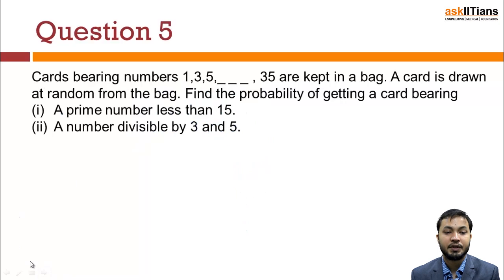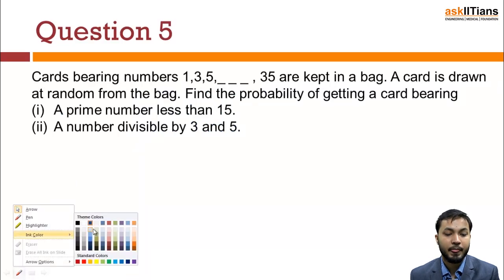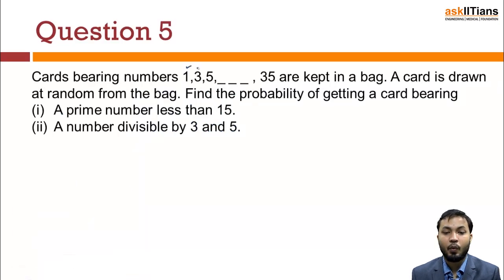Question number 5 says: cards bearing numbers 1, 3, 5 up till 35 are kept in a bag. A card is drawn at random from the bag. Find the probability of getting a card bearing a prime number that is less than 15, and a number divisible by 3 and 5.